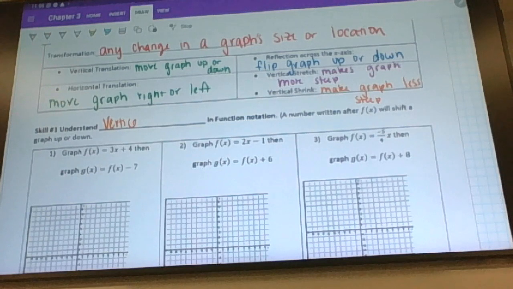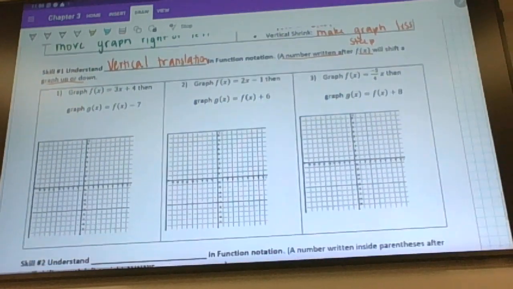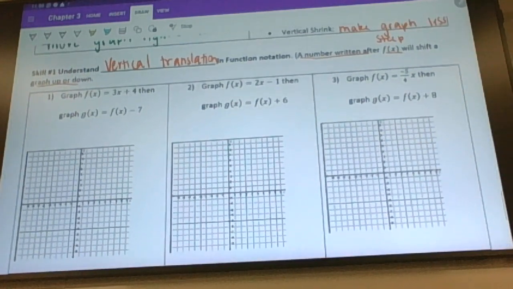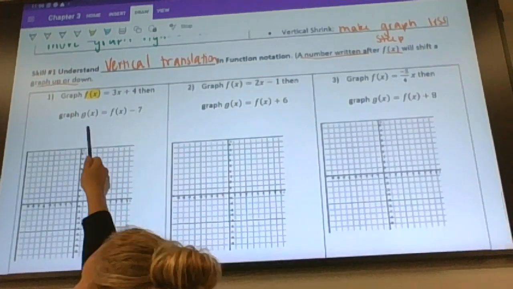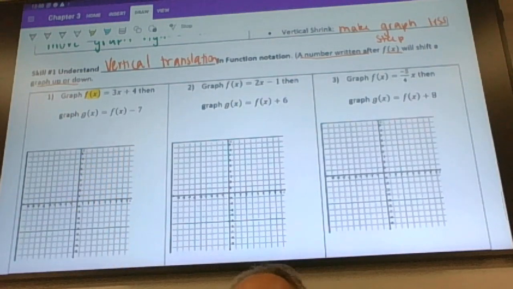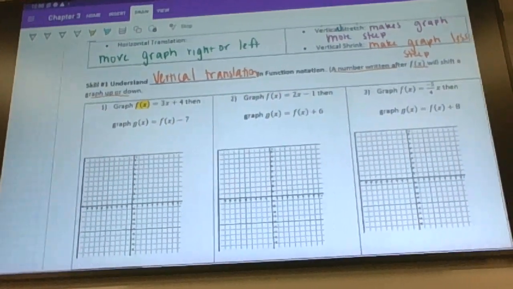Alright, skill 1, understand vertical translation. So first we'll get into the vertical translation. A number written after f of x will shift the graph up or down. So when I look at number 1 here, it says that we're going to graph f of x. Then we're going to graph a new graph called g. And g is going to be f of x shifted down 7 units. So begin with graphing f.